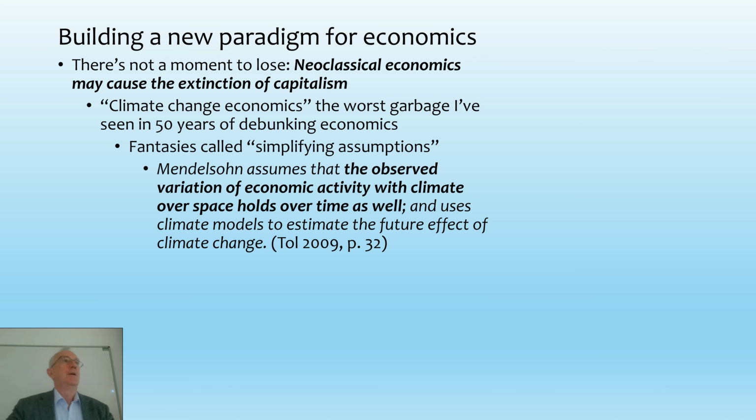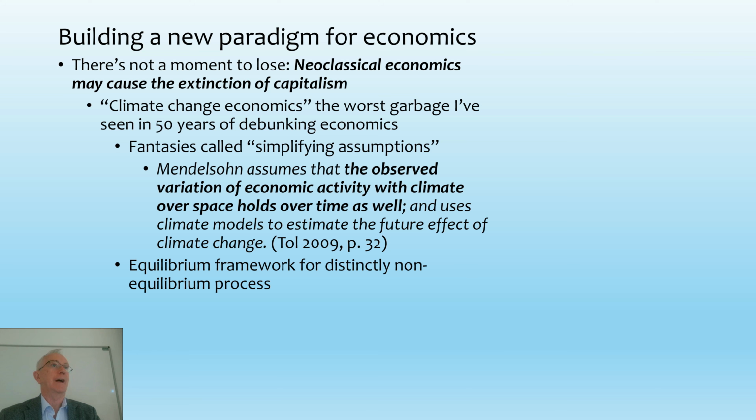Here's the key one. One of the key ones they made to generate artificial data to fit their stupid models to. They assumed that the observed variation of economic activity with climate over space, in other words, differences in income given differences in climate today, will hold over the future. That's nonsense. That is sheer, unadulterated nonsense. But that's the basis of the so-called data they fitted their model to. Now, on top of that, they've used an equilibrium framework for looking at a distinctly non-equilibrium process.